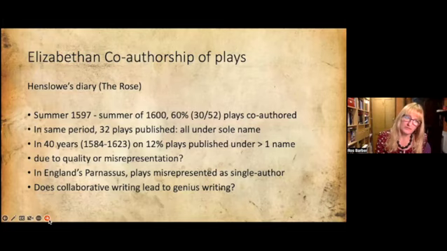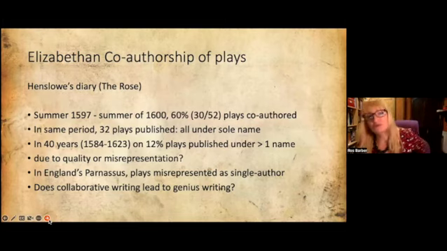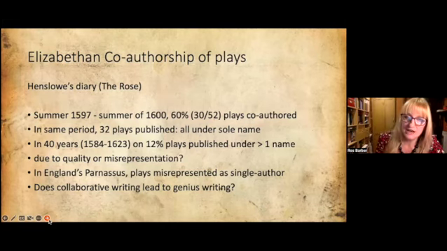And in fact, in the 40 years from 1584 to 1623, when the folio was published, only 12% of plays published were under more than one name. And some of those were like two names, like Beaumont and Fletcher, which is basically a brand. So the question you need to ask yourself is, when you have so many plays being co-authored, but published ones hardly ever appear to be, is this due to quality issues or misrepresentation? Is it that co-authored plays are a bit crap and therefore can't really stand up as literature and get printed and sold as such? Or is it because a co-authored play to be sold as literature has to go under a single name?